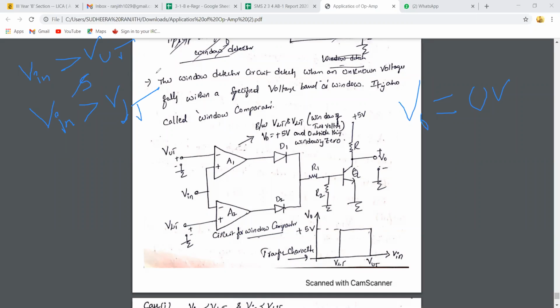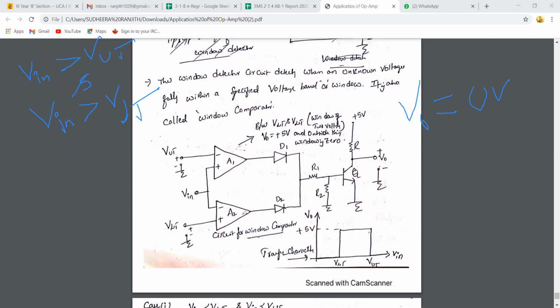Then tell me, Vin is greater than VUT. What is the output of A1? Vin is greater than VUT. Plus Vsat, sir. Plus Vsat. What is the status of D1? Forward bias, right?